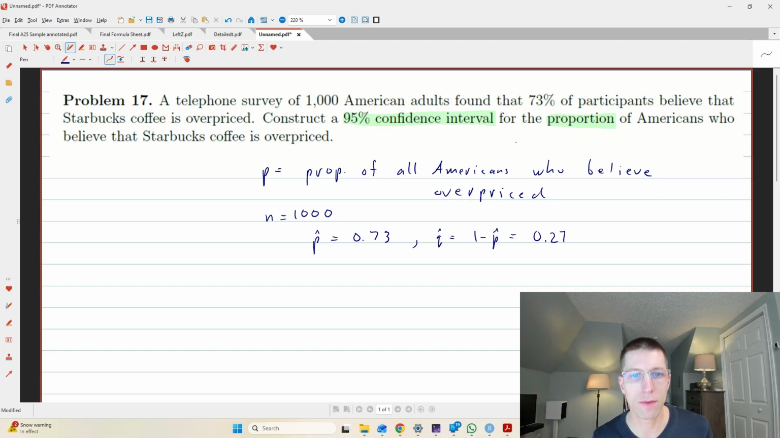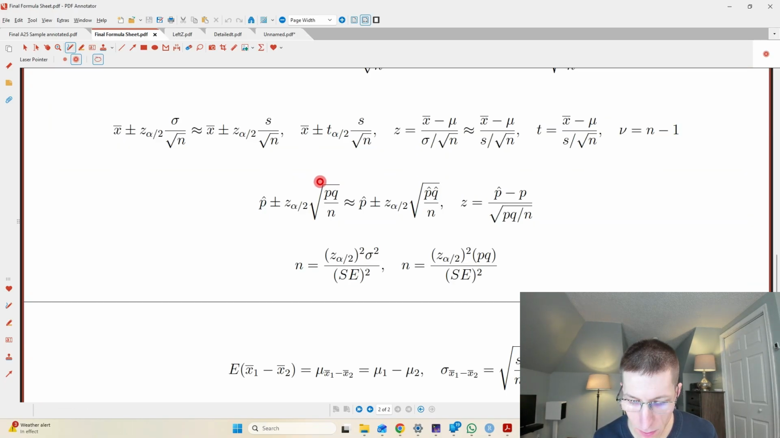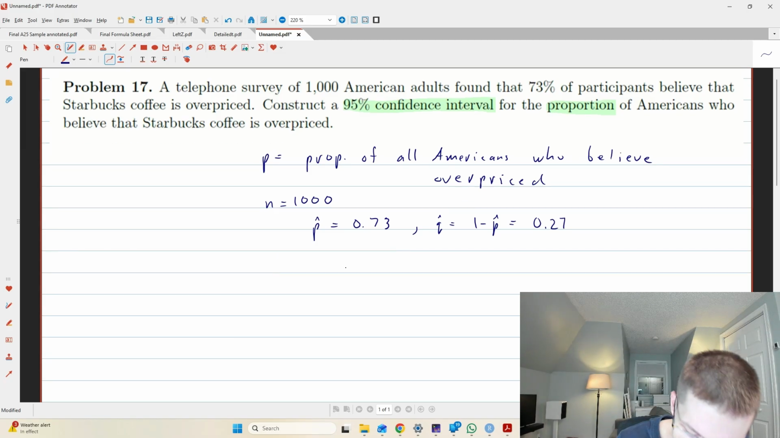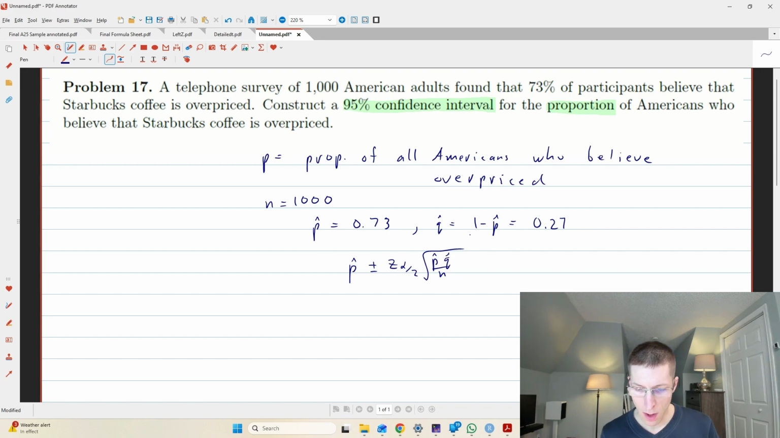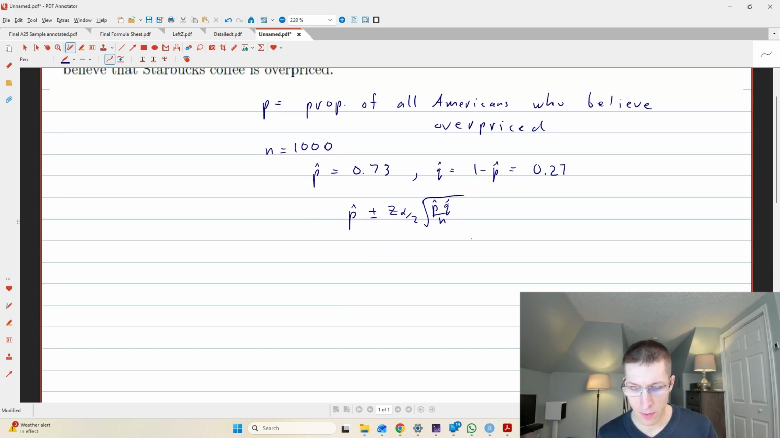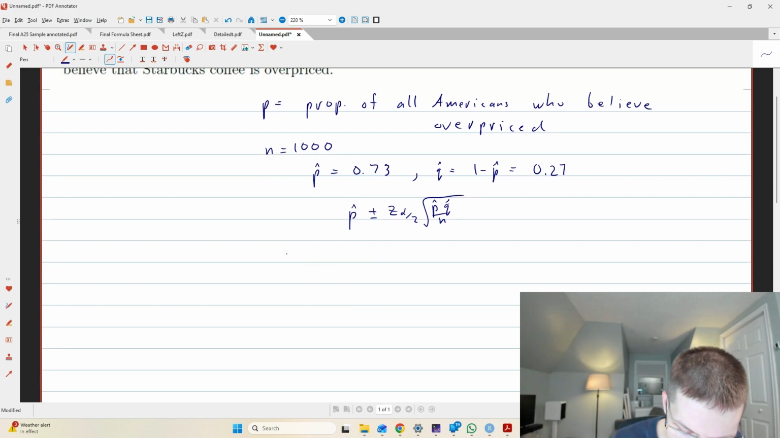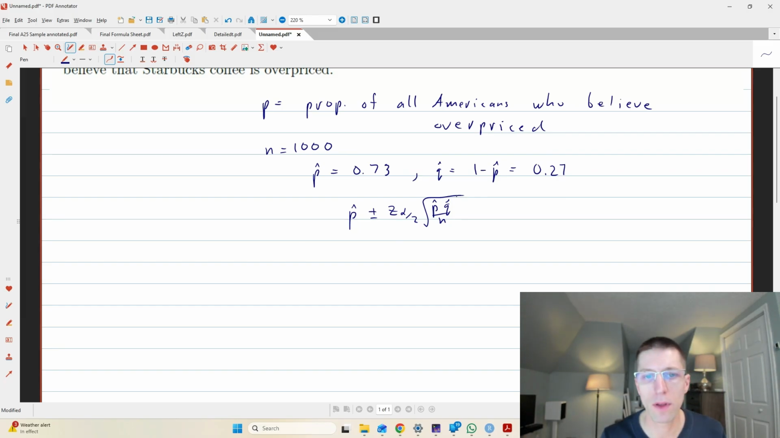So for a confidence interval, we do have all the formulas that you need on the formula sheet. So this is the formula you're going to want. So write that down. P hat plus or minus Z alpha over 2 times the square root of P hat Q hat over N. And the reason why we can do that is we have to check, is this a large sample situation? So we're using a Z statistic here.